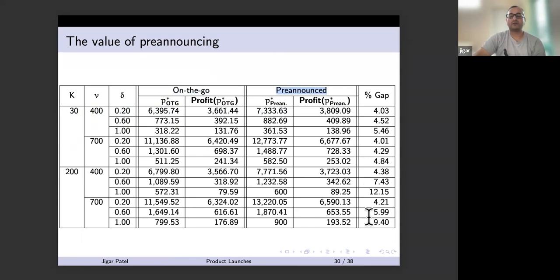So pre-announcing was always better. Pre-announcing always gets you more profit. And the percentage gap between pre-announced profit and on-the-go profit can be significant. 12% profit at times is a huge number in revenue management. These numbers are very big when you consider the revenue management side of this.